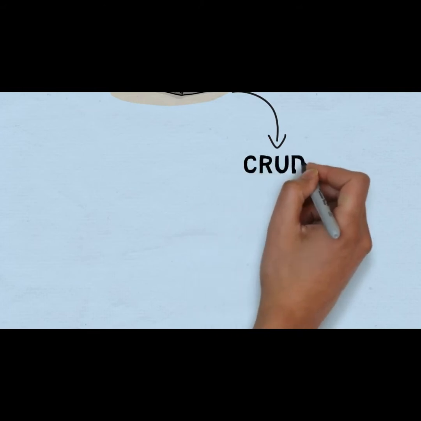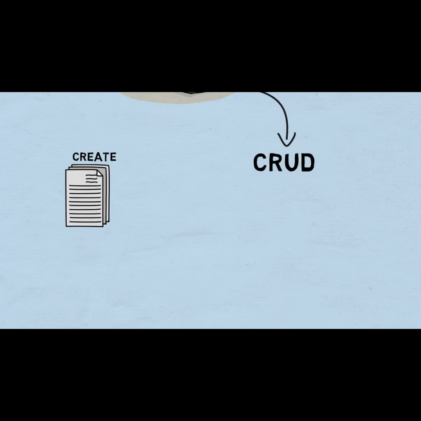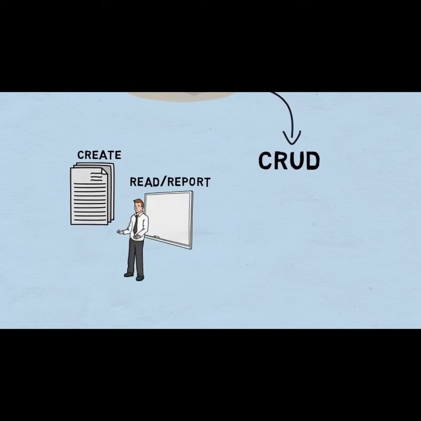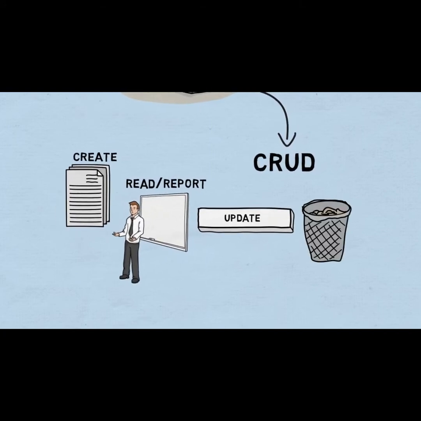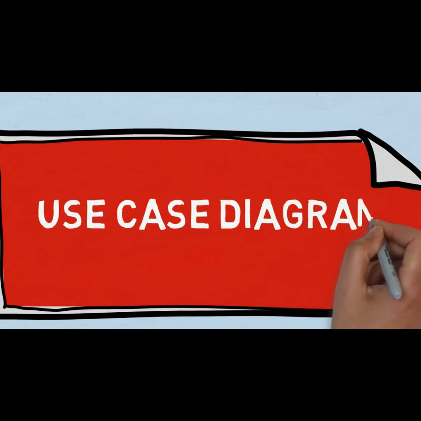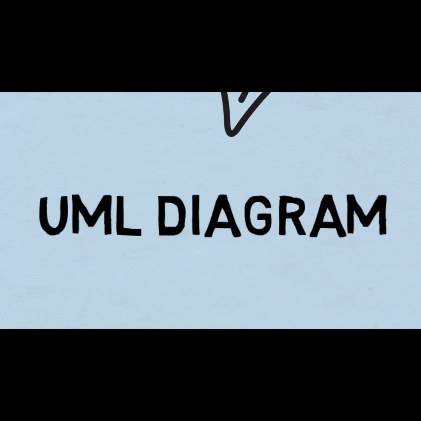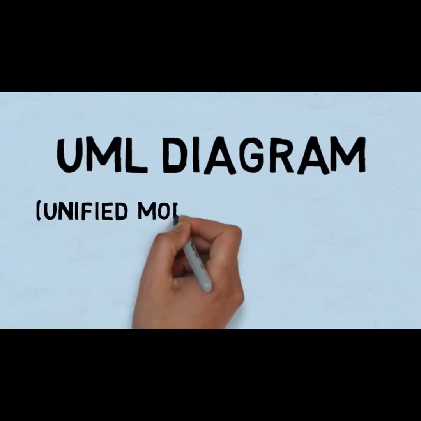Next, CRUD. The CRUD analysis technique contains create, read and report, update, and delete. The use case diagram is the simplest representation of user interaction with the system that shows the relationship between the user and the different use cases in which the user is involved. Next, UML diagram or Unified Modeling Language.